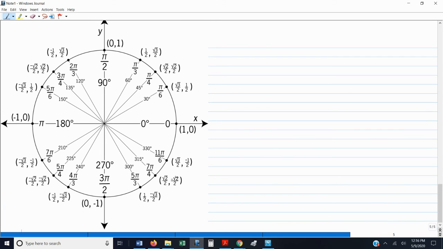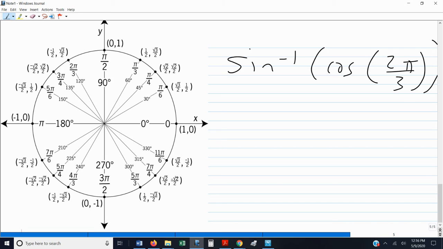Okay, so here's one for you to try on your own. Inverse sine of the cosine of 2π/3. So take some time and see if you can figure that one out. So you'd be starting with cosine of 2π/3. 2π/3 is here. The cosine there is the x value, which is -1/2.